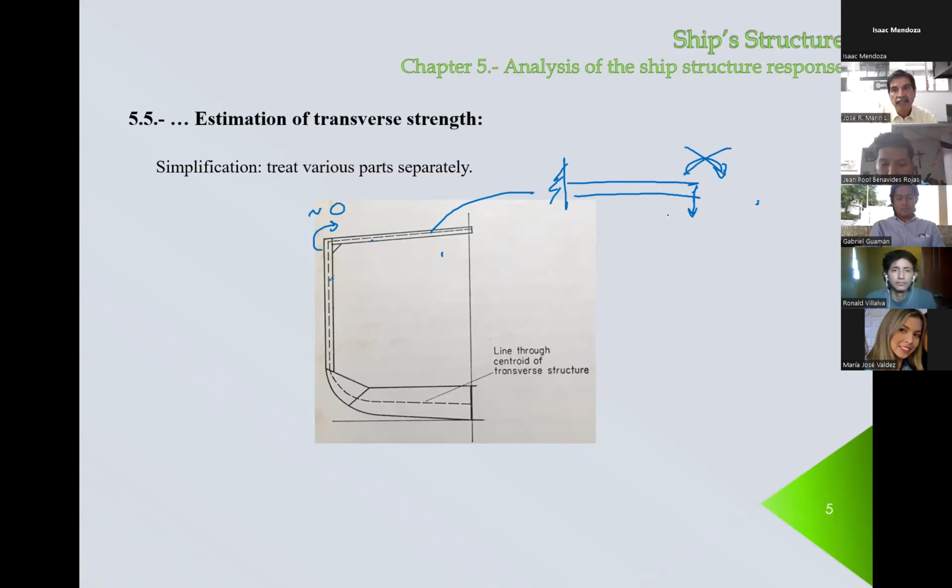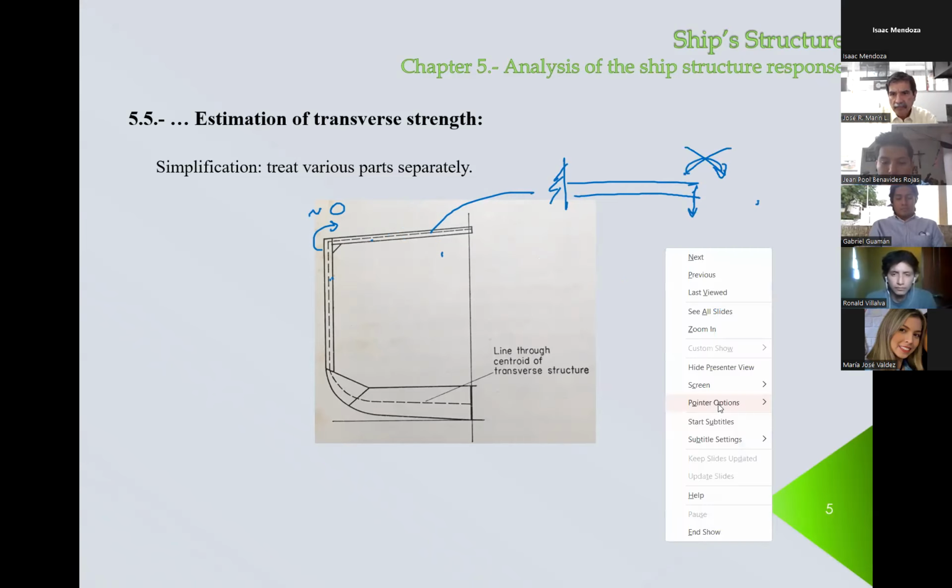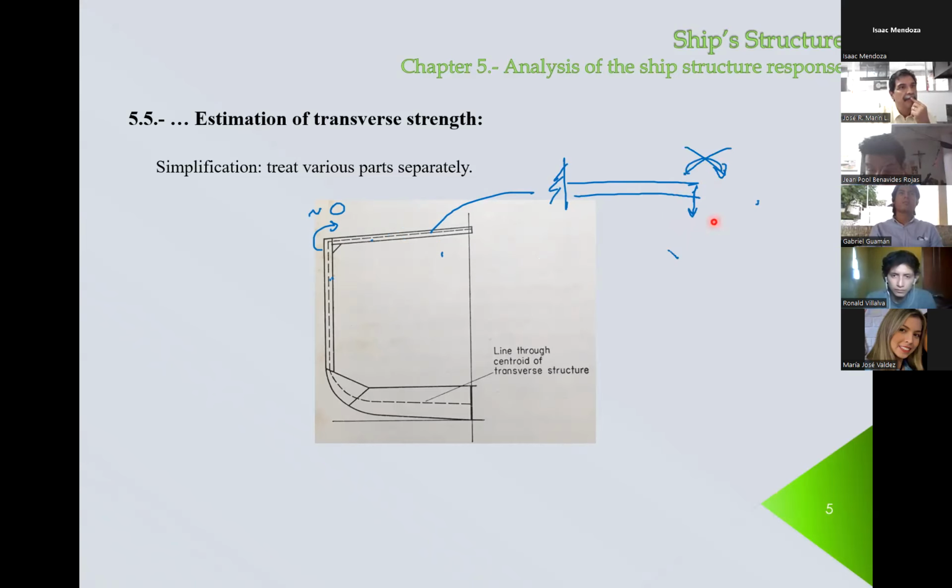How do you call this type of support, people? Mr. John Romero, Jandri, how do you call this type of support? Can move, but cannot rotate. This is solid mechanics. Pardon me? Guided? Guided, yes, this is guided.